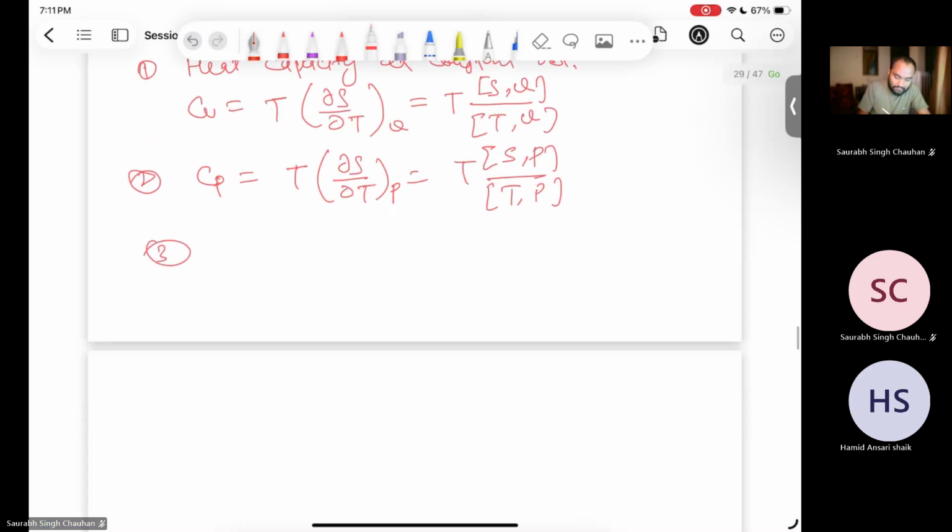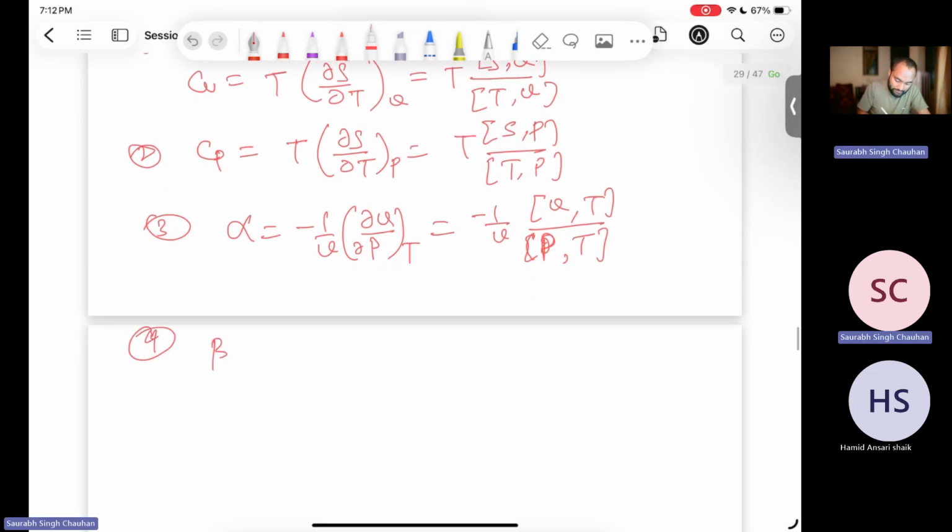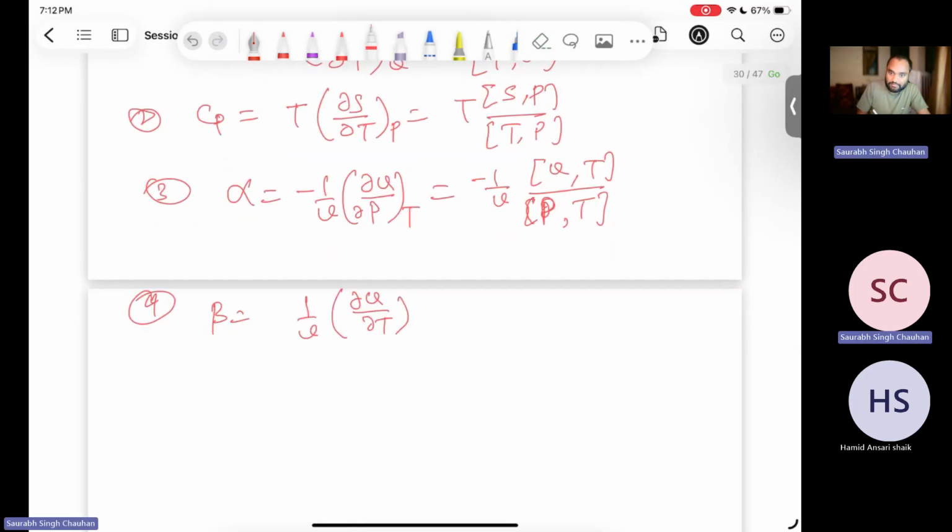Okay. We have isothermal compressibility. We had alpha is equal to minus 1 by V del V by del P at constant temperature. So how will we write? Minus 1 by V, V by P, and T will be repeated. Similarly, we had beta. This was 1 by V del V by del T at constant pressure. So 1 by V, V by T at constant pressure.